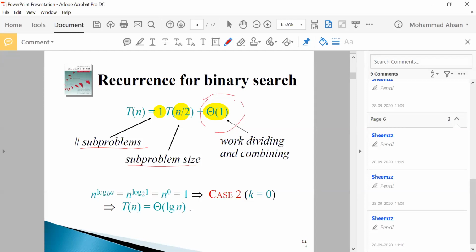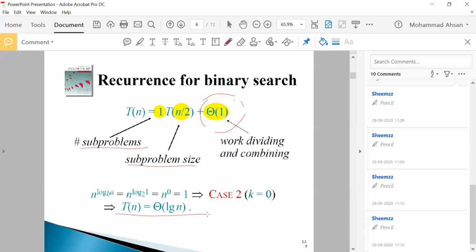If you check with Master's theorem, this will be case 2, where your k is 0. And it is n to the power k and log to the power k plus 1 of n. So your T(n) is theta of log n.